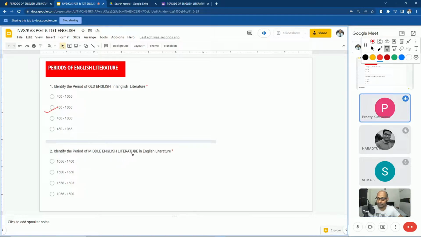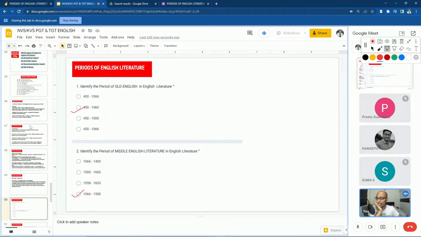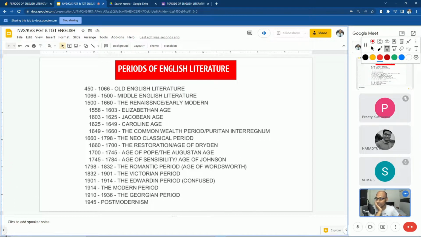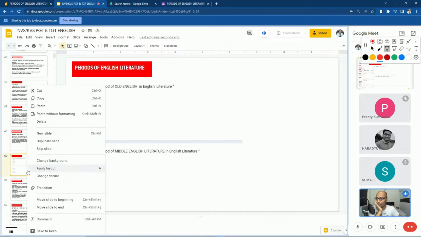Identify the period of Middle English literature in English literature. It will be, sir, 1066 to 1500. What about you, Ghosh? Yes, sir. The last option, 1066 to 1500. Okay, 1066 to 1500. Let us see the slide. Correct. Now let me do two more, three more questions.